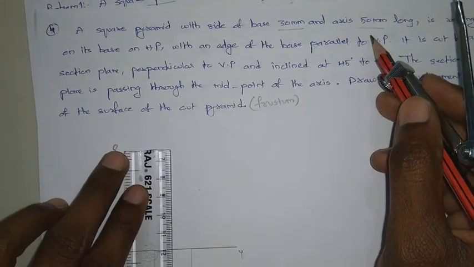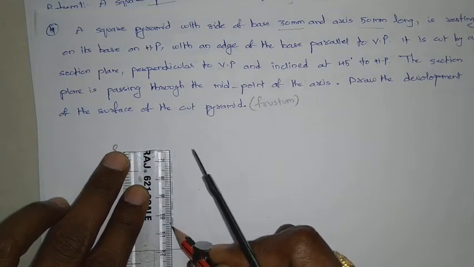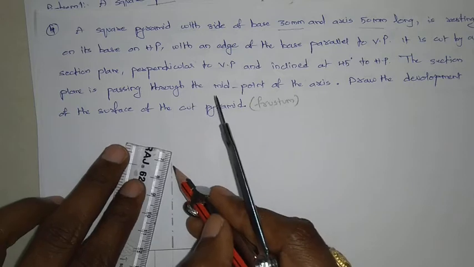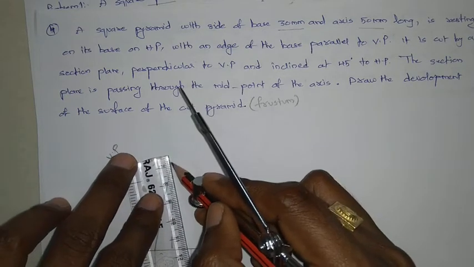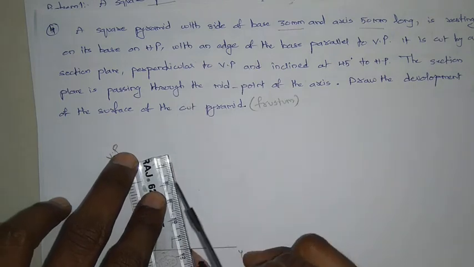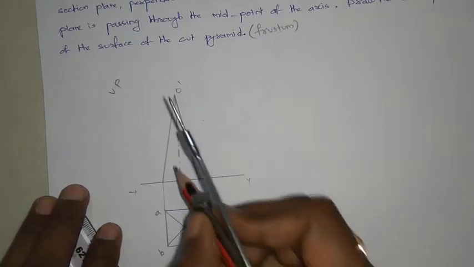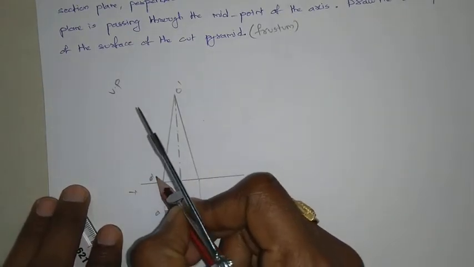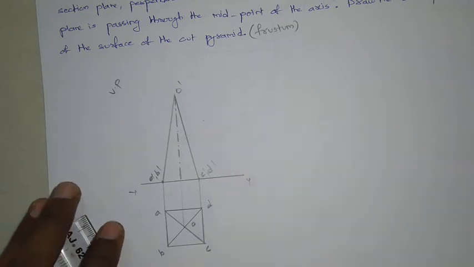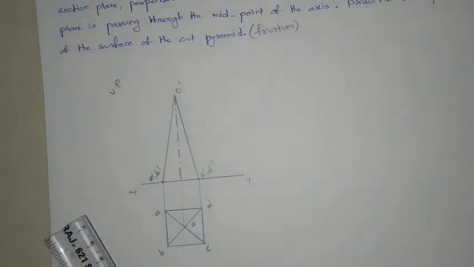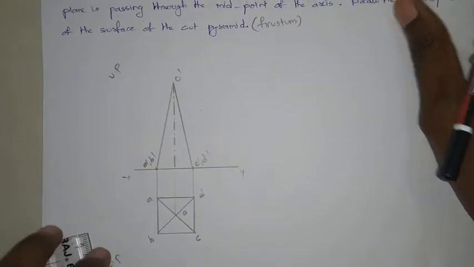I am not taking the original dimensions, please keep it in mind. I am drawing it as a rough diagram. So this is O dash, and this point is A dash, B dash, and this is C dash, D dash. So this is the front view and top view of the square pyramid, right? Now it is cut by a section plane.